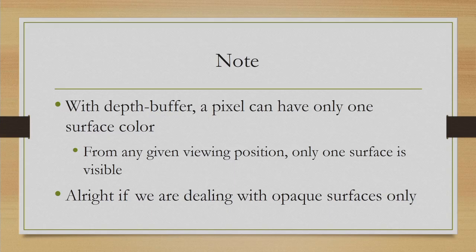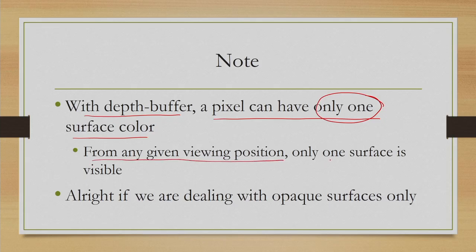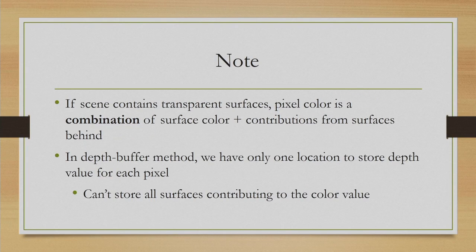Now, one point is there. With this particular algorithm a pixel can have only one surface color. So, given multiple surfaces, a pixel at a time can have only one of those surface colors. From any given viewing position, that means only one surface is visible. So, this situation is acceptable if we are dealing with opaque surfaces. If they are transparent, then definitely we get to see multiple surfaces, which is not possible with this particular depth buffer algorithm.